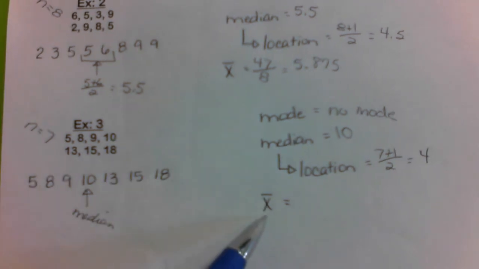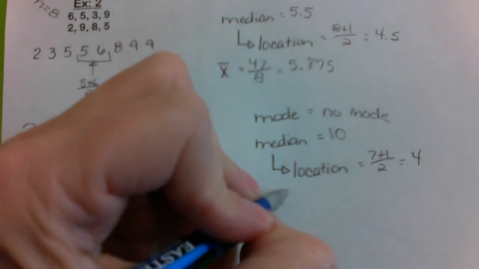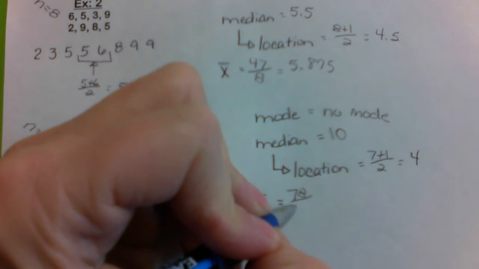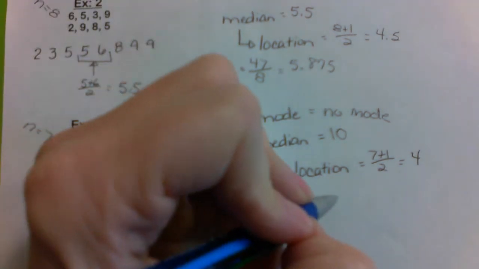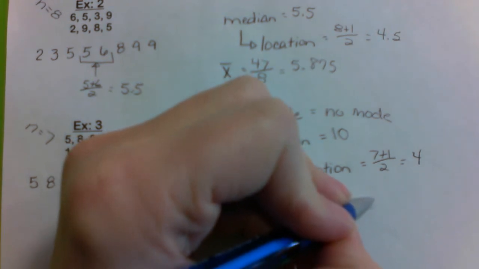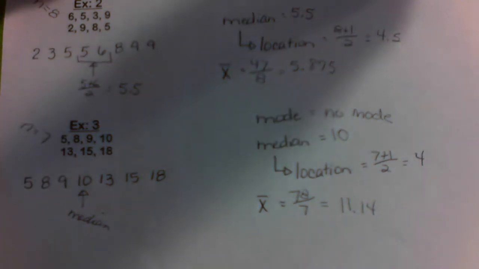So my mean, again, X bar, is I add all of these values up, which when you add them, you get 78, and there are 7 values, so 78 divided by 7, and you get 11.14. So there are 3 examples of finding the mode, the median, and also the mean. Now we're going to look at some application problems, still calculating those.